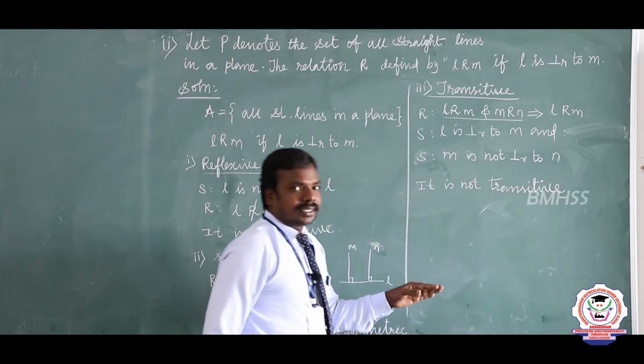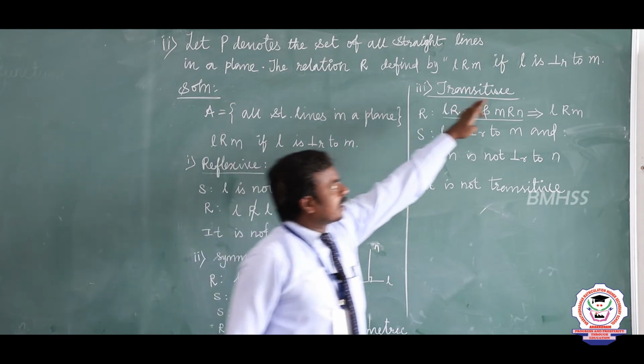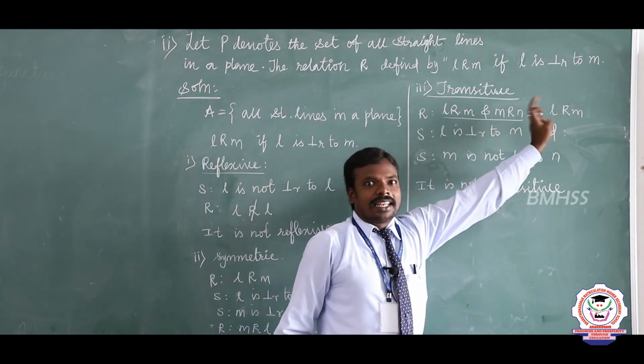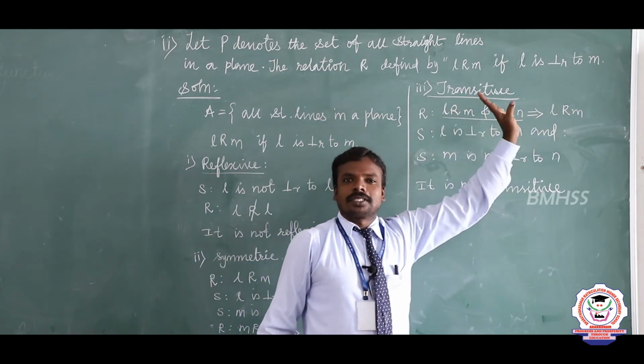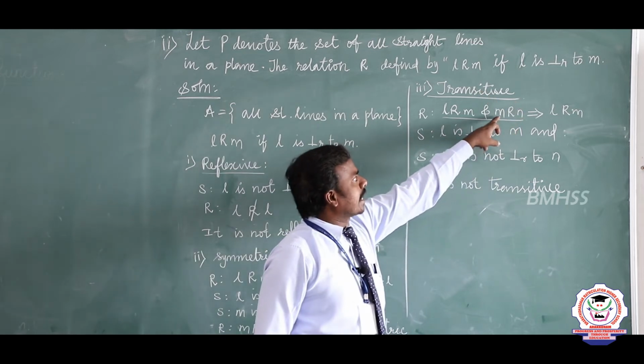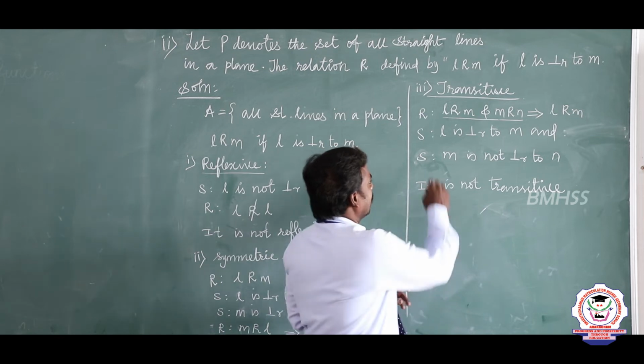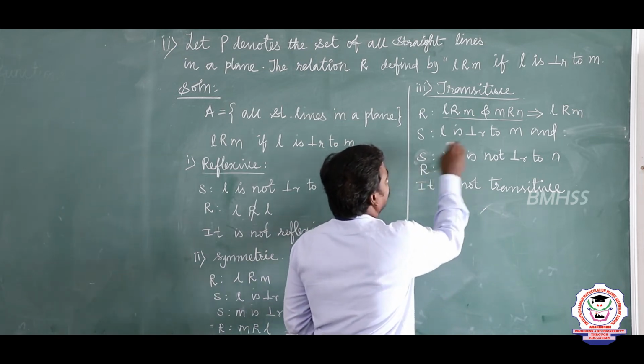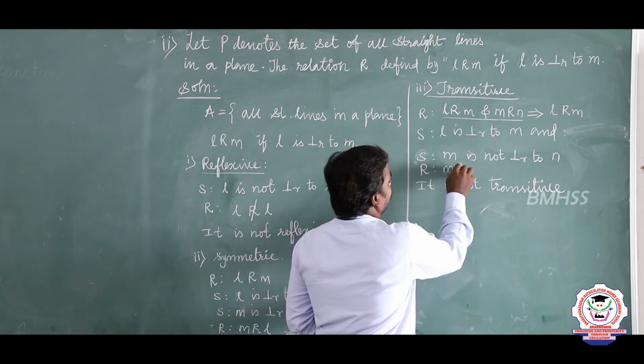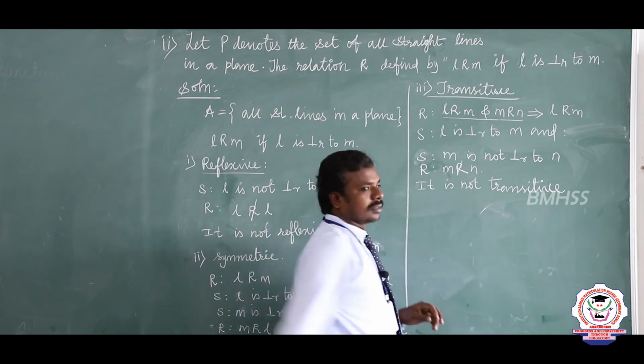Do you understand? So no need to check in the third condition whether L is perpendicular to M or not, because in the second condition M is not related to N. So from this, in the relation we can write M is not related to N.